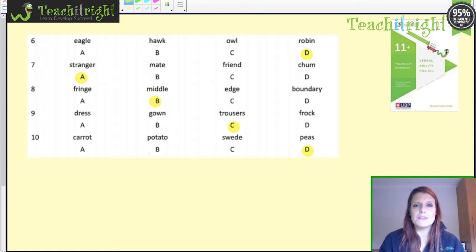The others are all synonyms for dress. And number 10 is peas, because the others are all root vegetables. They grow underground.